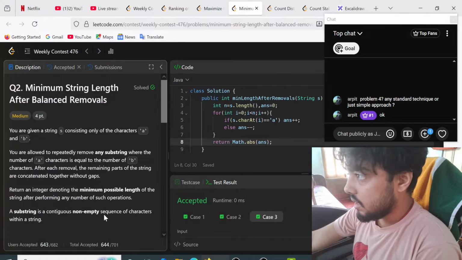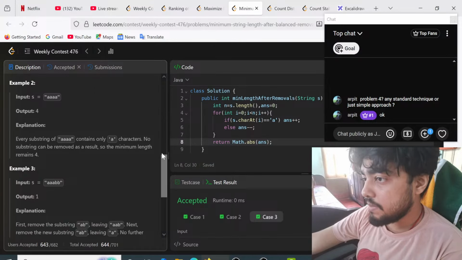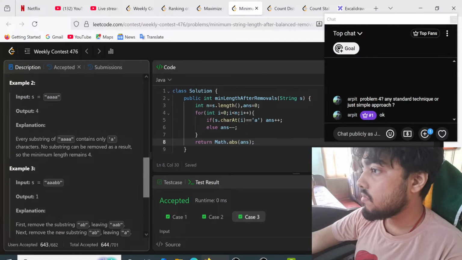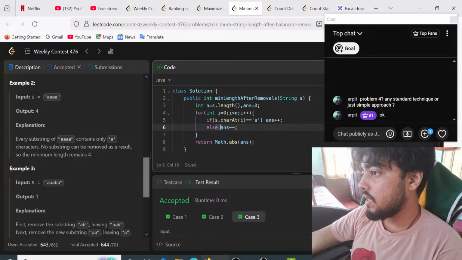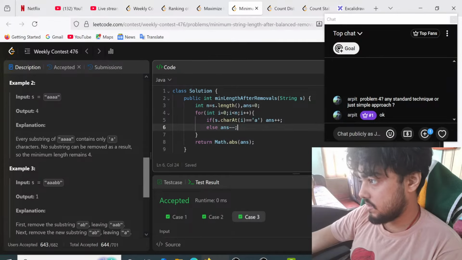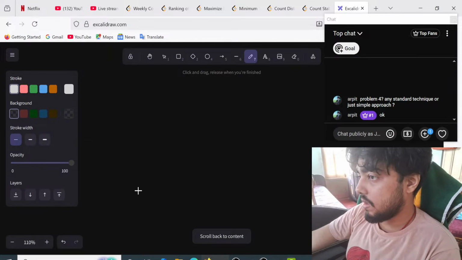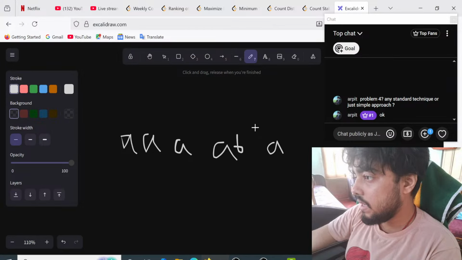Okay. See, this question, first of all, I'll explain the answer and then I'll tell the proof of it. What I'm doing is finding the number of A's in it and the number of B's in it, and the absolute difference is the answer. How? Let's say you're having a lot of A's in it, and between those A's, there are a few B's in it.